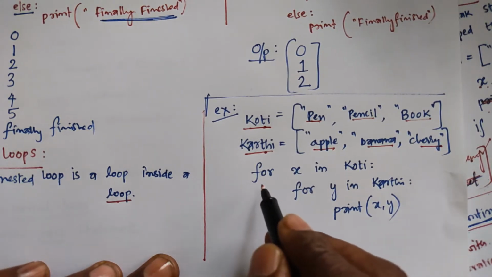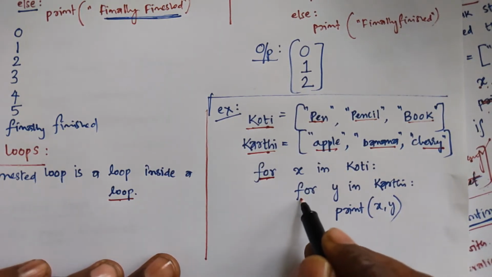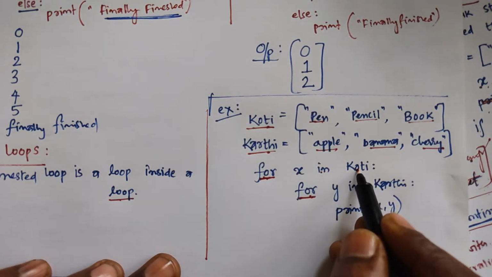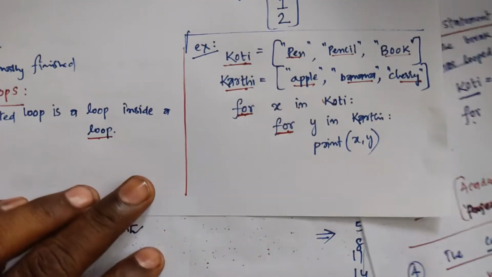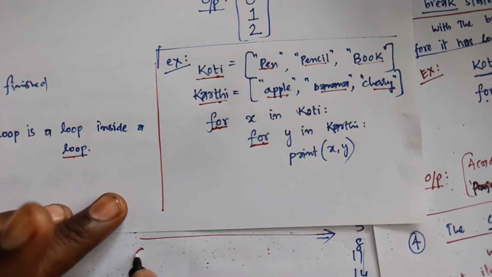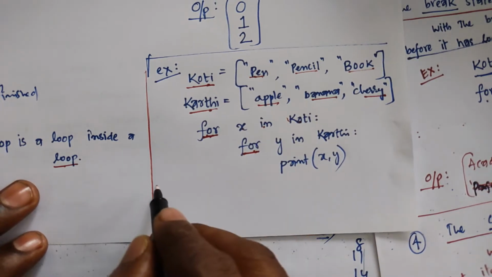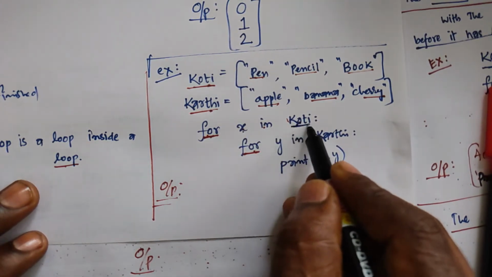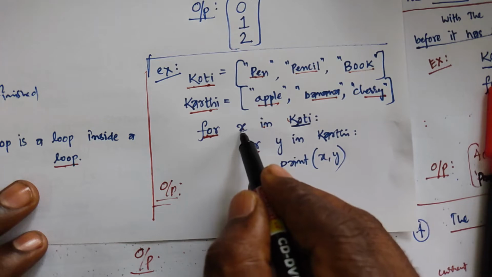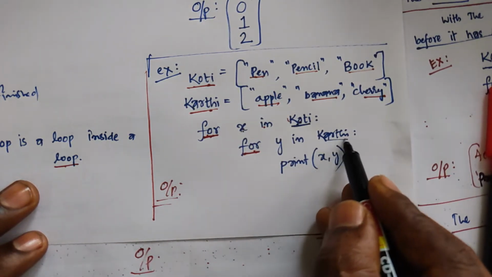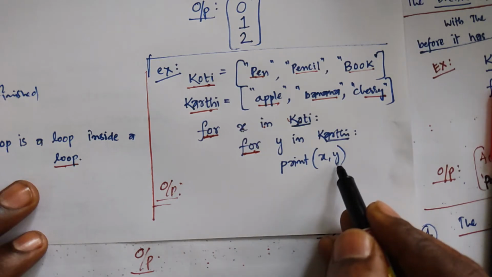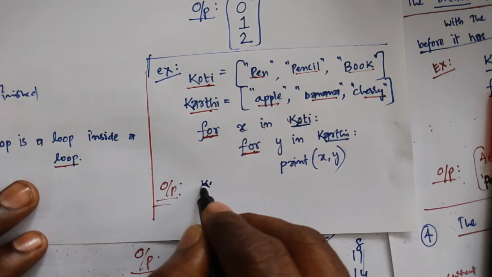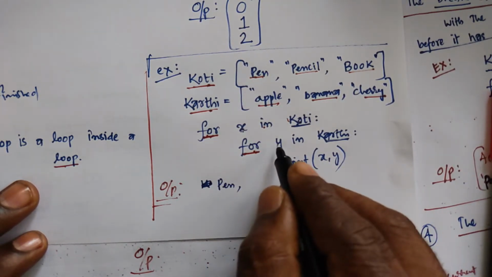Now I am taking the two loops. This is one loop, and this is another loop within the loop. First, for x in Koti, the first item is pen, so the x value is pen. Next, for y in Karthi, the first item is apple. Then you write x comma y, which is pen comma apple.